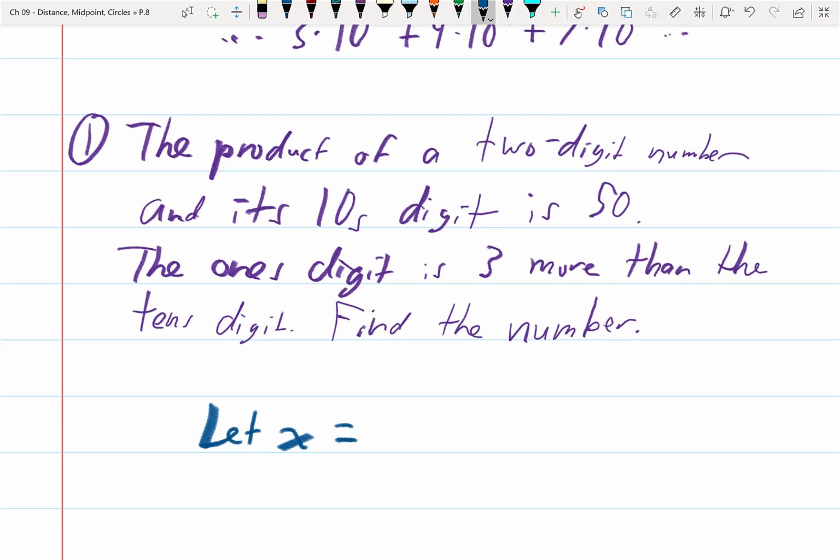Okay, so if x is the number itself, we don't have a way to break up the pieces of the number, and that's the issue. So I need to go a little bit different. Tess? Okay, we can let x be the tens digit, which means that we can also then let y equal the ones digit.